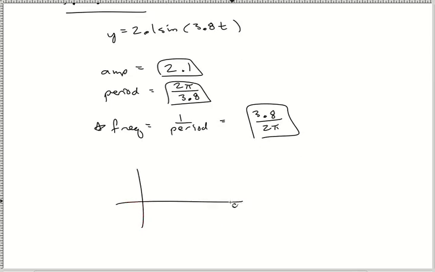To draw a graph of this, super easy. It's a sine wave, looks like that. My period ends at 2 pi over 3.8, wherever that is. That's a little less than 2. And its amplitude is 2.1. That's it.